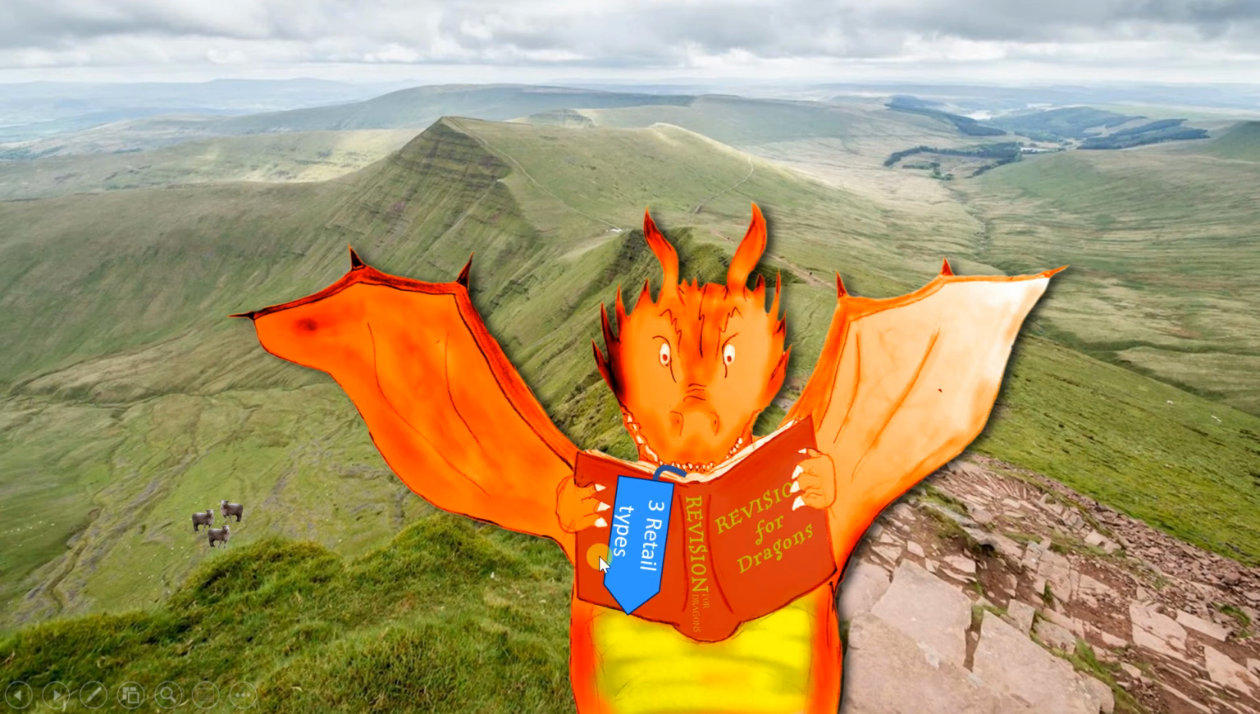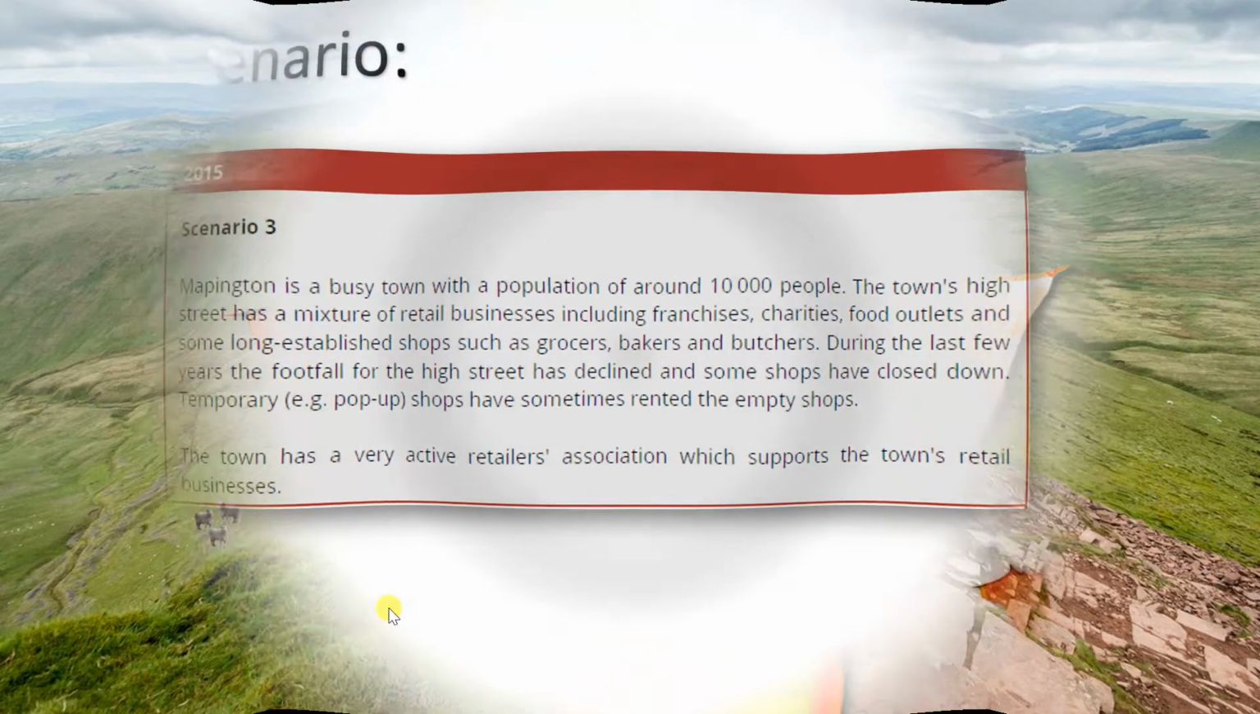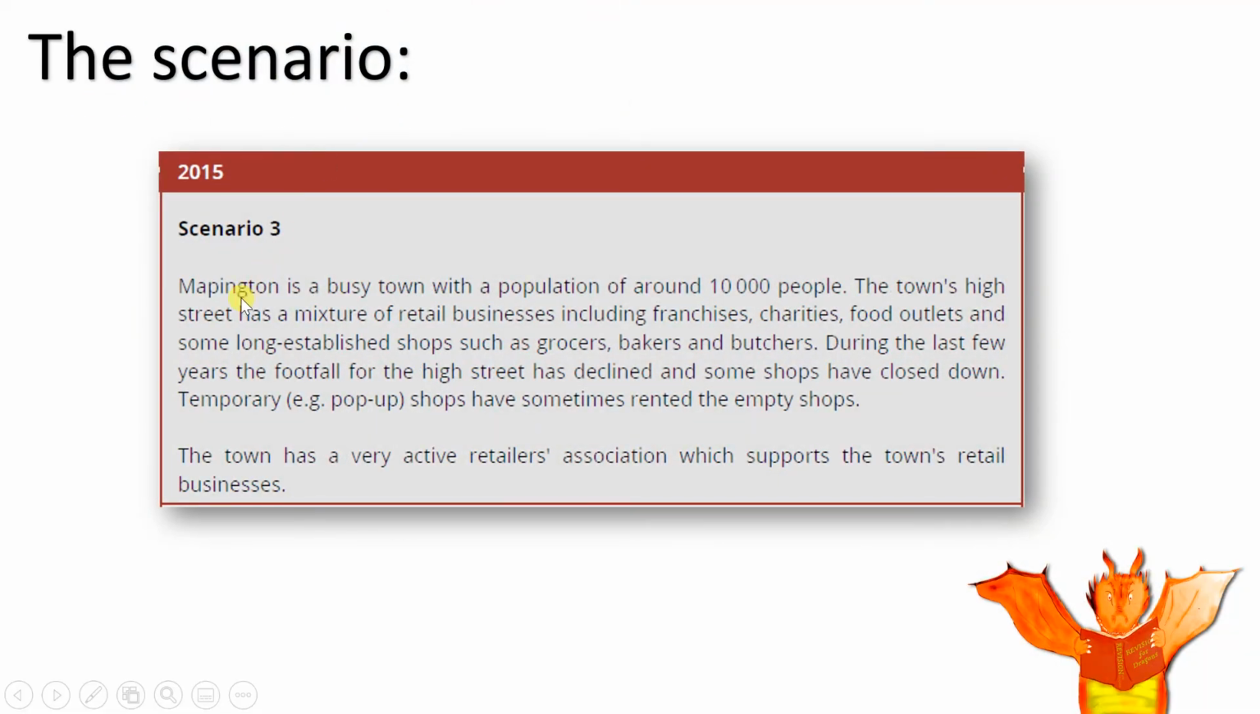Revision question on retail types, learning objective 1. The scenario. Mappington is a busy town with a population of around 10,000 people. The town's high street has a mixture of retail businesses, including franchises, charities, food outlets and some long-established shops, such as grocers, bakers and butchers.